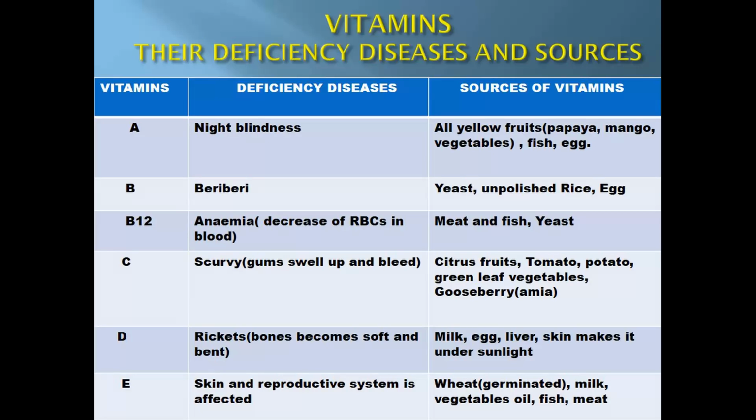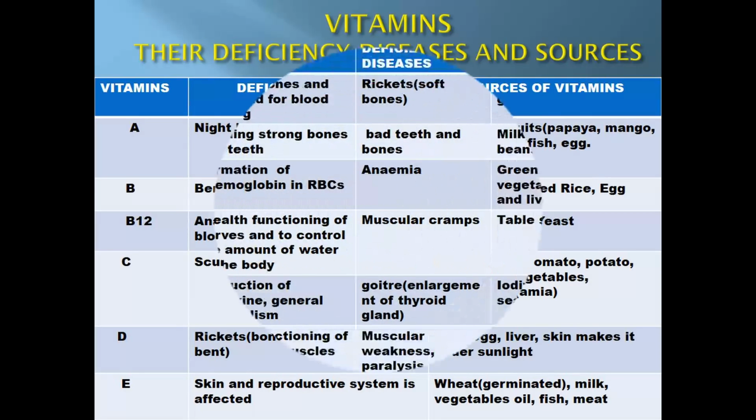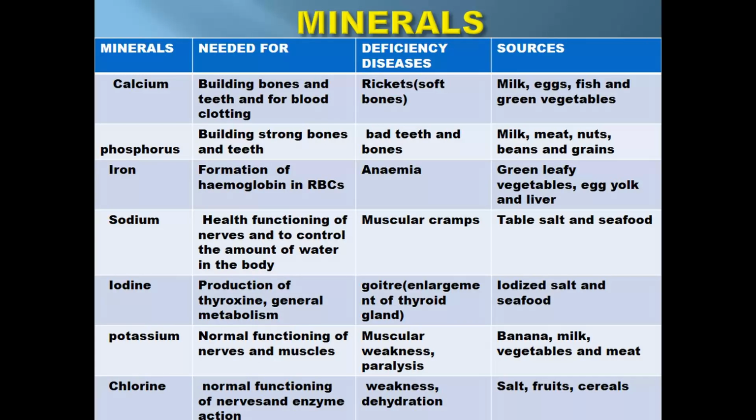Vitamin E, skin and reproductive system is affected by the deficiency of vitamin E. And the sources of vitamin E are wheat, milk, vegetable oil, fish, and meat. Now, in this table, we will focus on minerals, deficiency diseases, and sources of rich minerals. Calcium. Deficiency disease is rickets, and sources are milk, eggs, fish, and green vegetables.